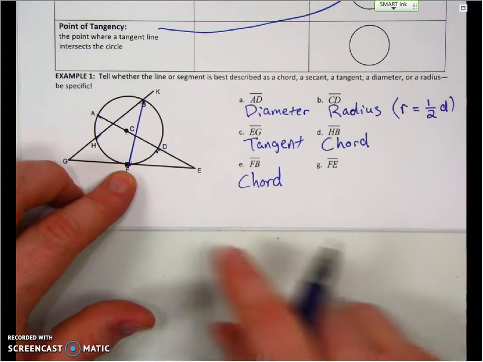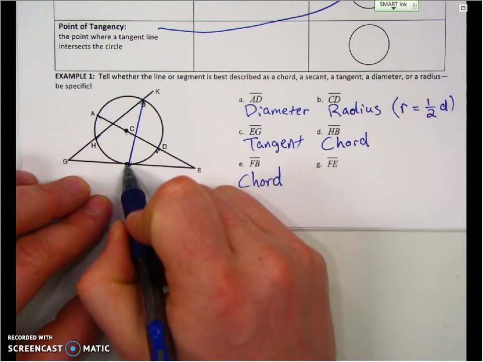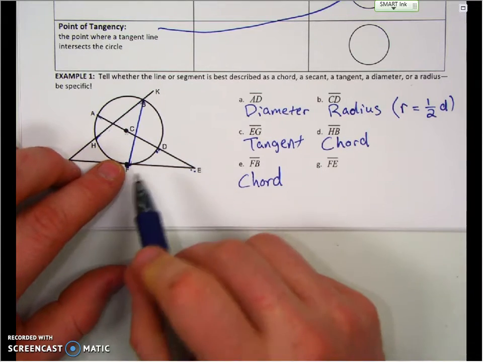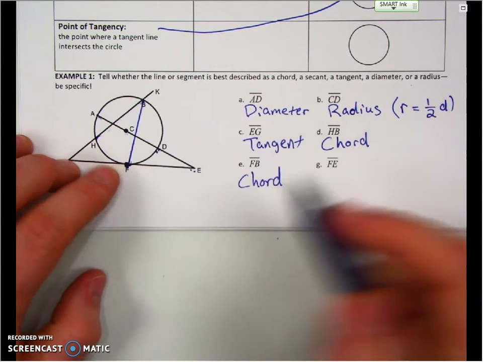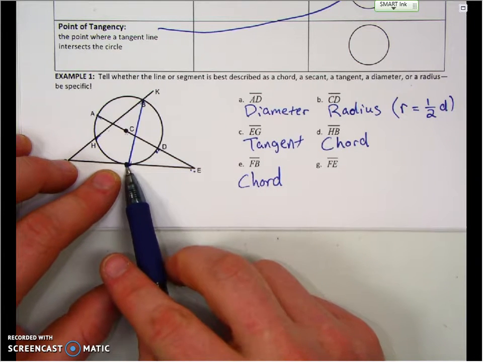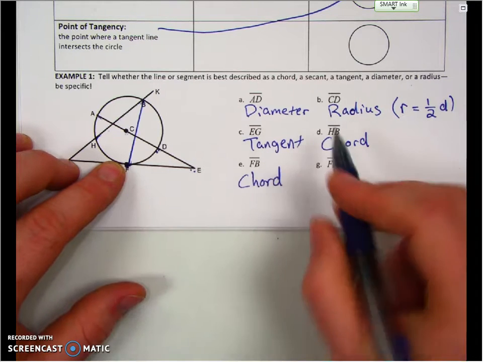All right, if I look at one more segment, let's look at this FE. This is a line segment that starts at F, goes out here to E. The important thing I'm paying attention to when I'm naming these lines is how many times this thing touches the circle. And if it only touches the circle at point F, that's what we call the tangent.